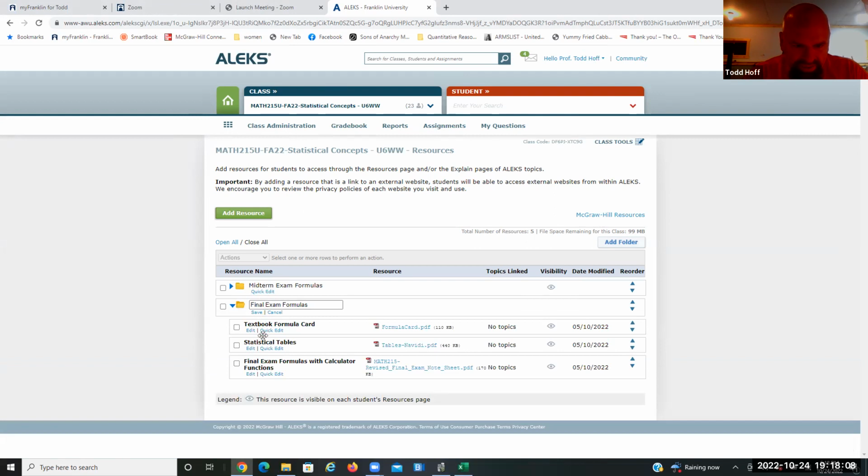Download the final exam formulas. When you click on that folder, you'll see there's actually 3 things you can use. One is a formula card. That's some of the formulas from out of the textbook. Next is the statistical tables. That's your Z table, T table, if those are things you like to use. If you're using the TI-84, you shouldn't need those tables. And then finally, the final exam formulas. This is formulas and calculator commands for how to use the calculator, which commands on the calculator do what for different types of problems. So I would suggest you go in and download those now and look them over and have them ready.